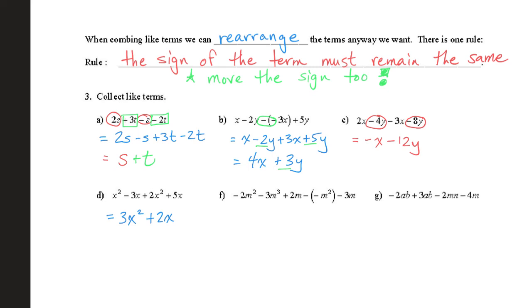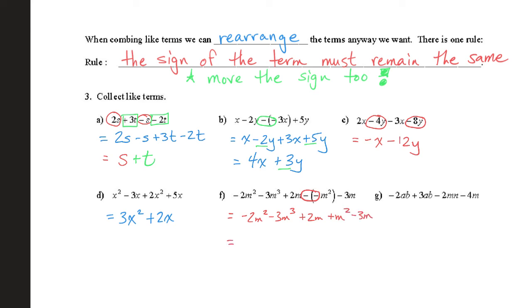Question F. Now we take a look and we go, oh, there's a lot of stuff in here. Well, there's my double sign. So I know then that if I go through to collect, when I subtract the negative, I'm really going to add.